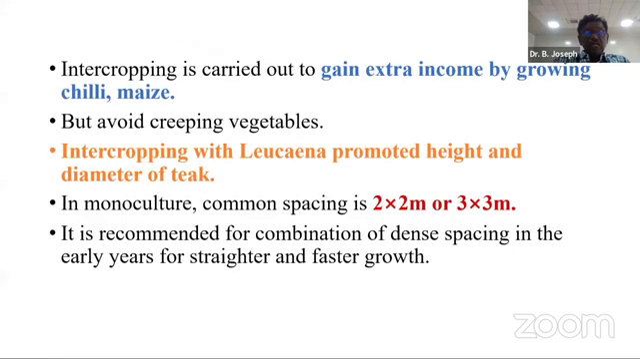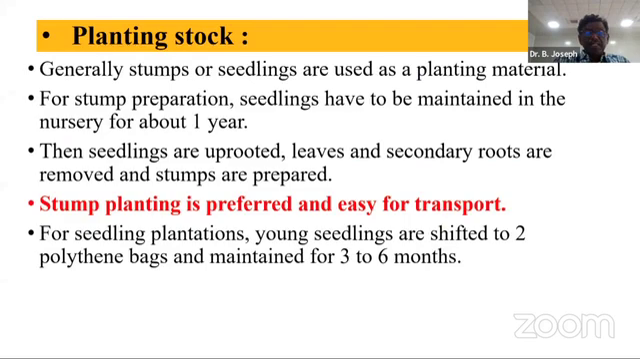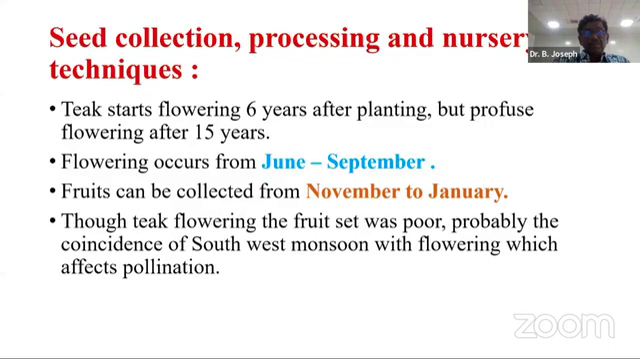I will go a little bit quick because I have to discuss the economics of the country. For monoculture, we could go for a spacing of 2 by 2 meters or 3 by 3 meters. It is recommended. For planting stock, stump planting is preferred. See, I have always been telling you, stump planting is preferred and easy for transport. Wherever you want to go for 20 acres of land, we need 20,000 stumps or something like that. These can be easily transported, and the transportation cost will not be more. But if you want to take 20,000 seedlings in a vehicle, it costs much. So this is what I want to say: for planting stock, we should always go for the stump method.